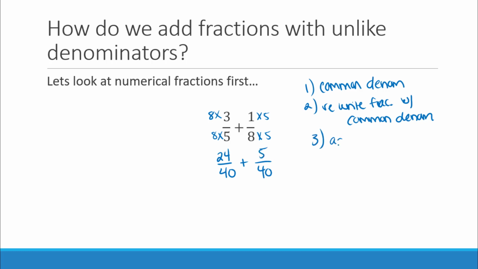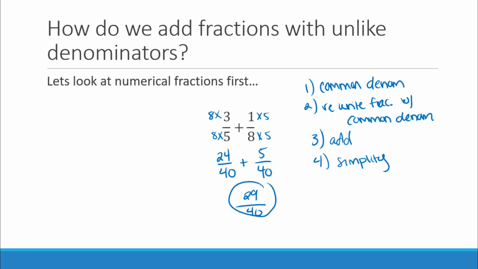Then you want to add. So we would add these two. 24 plus 5 would give me 29 all over 40. And then if you can, the last step is to simplify. Now 29 over 40 can't be simplified, so this would be my final answer.